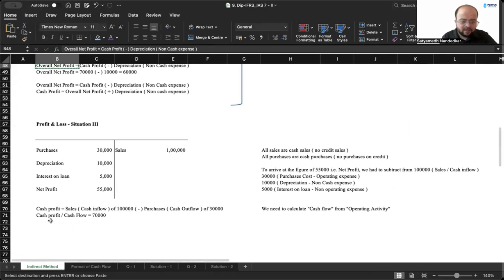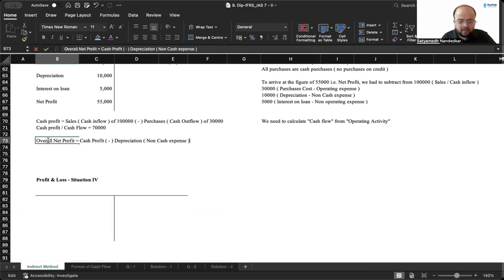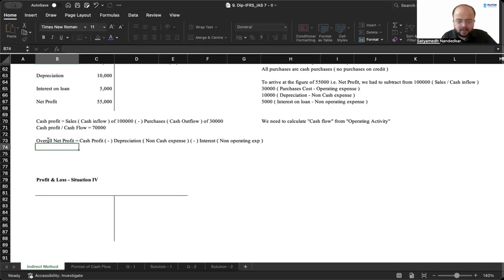Overall net profit is cash profit minus depreciation, a non-cash expense, minus interest, a non-operating expense. So cash profit will be overall net profit plus, see, you need cash profit.